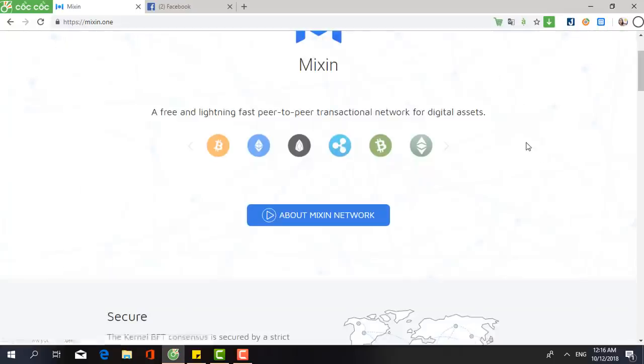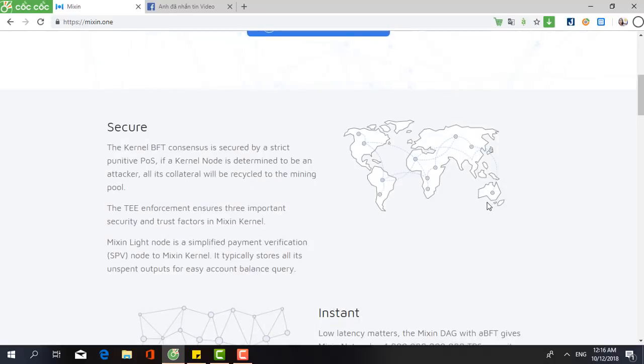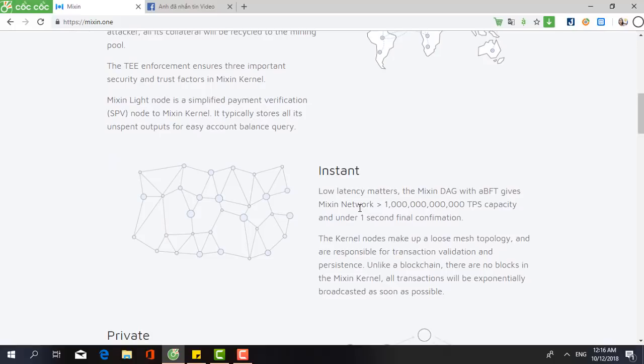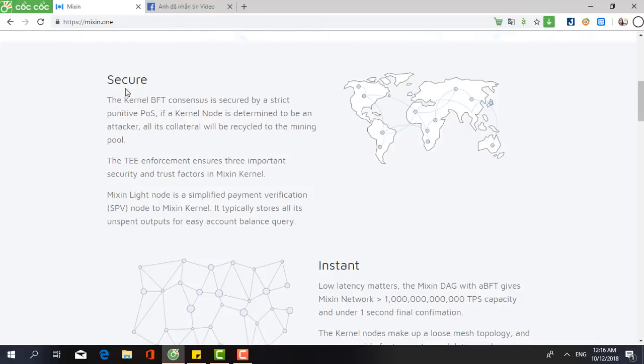As you can see through the video, there are many significant functions of Mixin network that bring a large number of benefits for the users. And now I am talking about the four significant features of Mixin network. The first one is secure. The kernel BFT consensus is secured by the strict punitive POS. If a kernel node is determined to be an attacker, its collateral will be recycled to the mining pool.